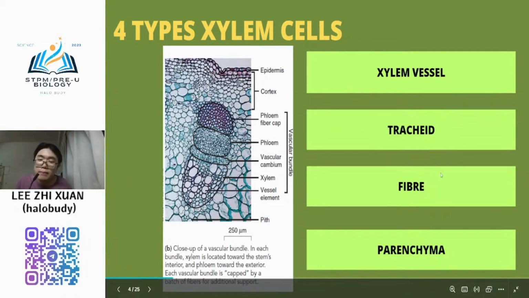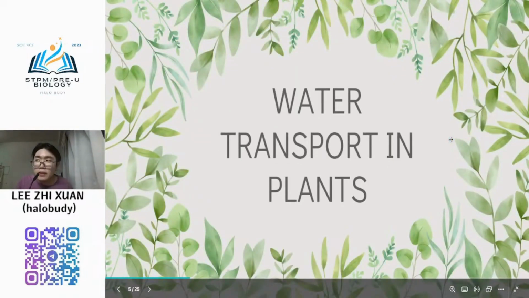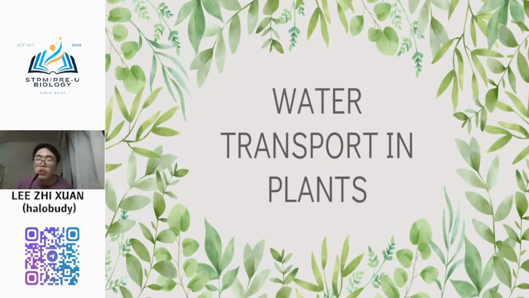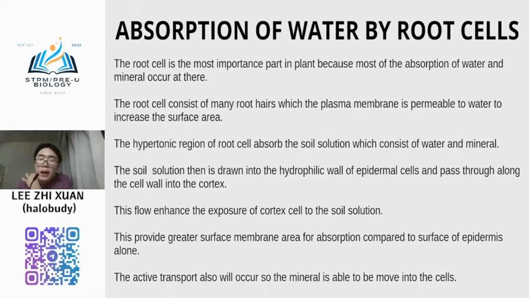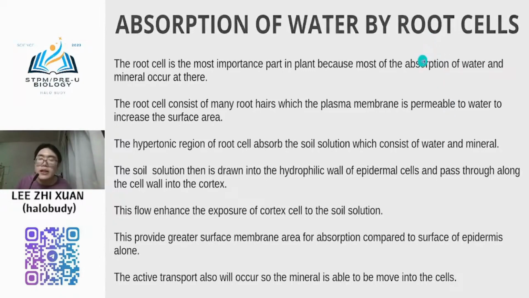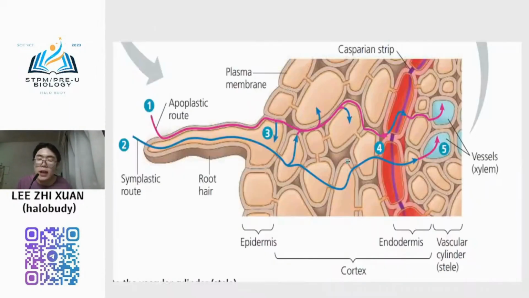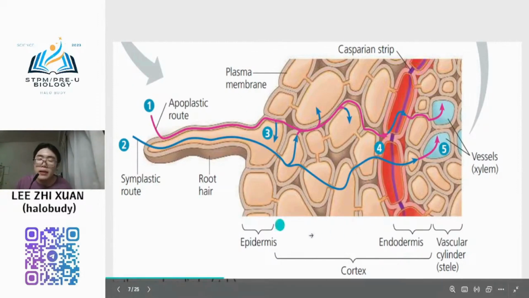Okay, next we will enter water transport in plants. So this is a topic under the transpiration process. Normally, before we go to the transpiration process, you need to know how the plants absorb water. We know that the root of the plant is the main place that absorbs water, right? If you see this diagram, this is our root cell, the root tissue.